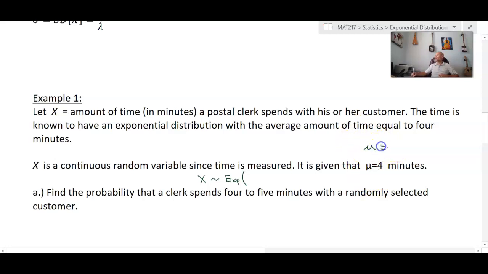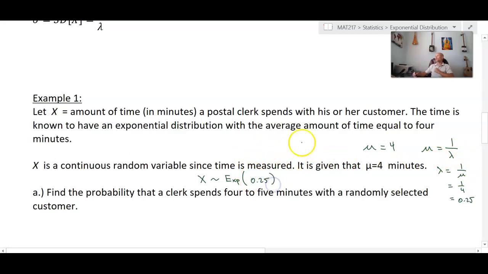So mu is equal to 4, but we know that mu is equal to 1 over lambda. We're going to need lambda because that's the actual value that goes in for our decay parameter. So to find lambda in terms of mu, I can multiply both sides by lambda and then divide by mu. So lambda is equal to 1 over mu, which is equal to 1/4 or 0.25. Okay, so that means our lambda is equal to 0.25.